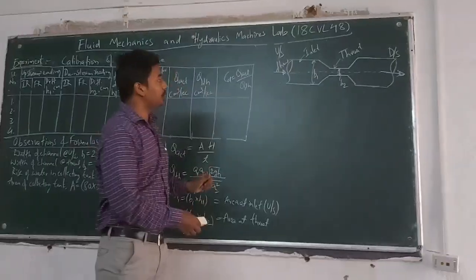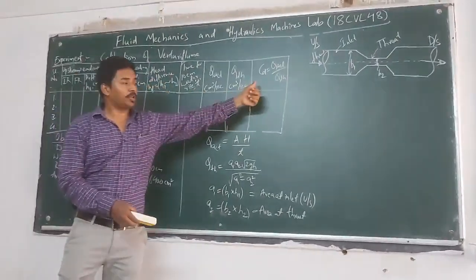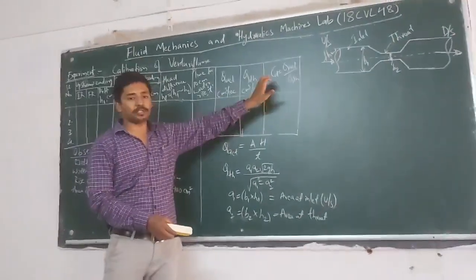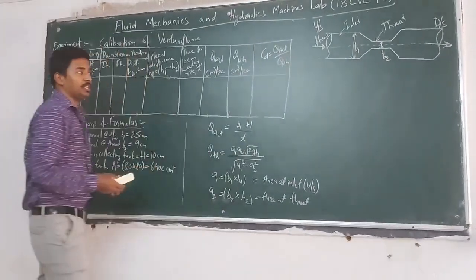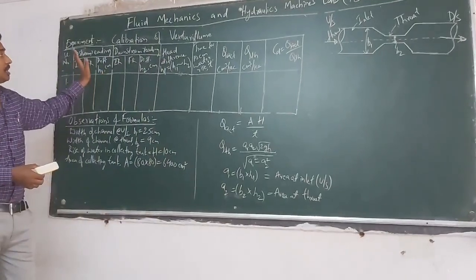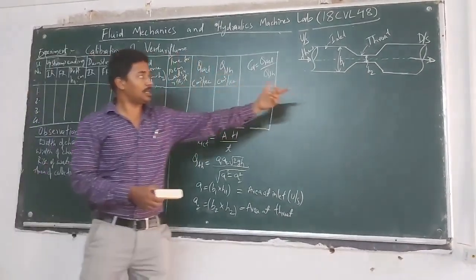The major advantage of this Venturiflume is that we can calculate the different discharges, and it is also used to get the CD value, that is the coefficient of discharge for the experiment. So the aim of the experiment is to calibrate the Venturiflume using the setup.